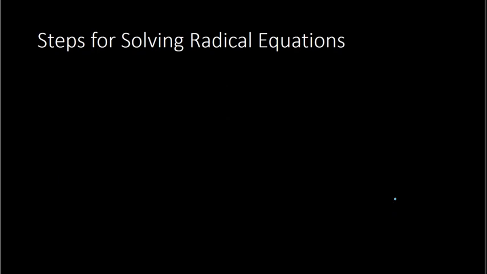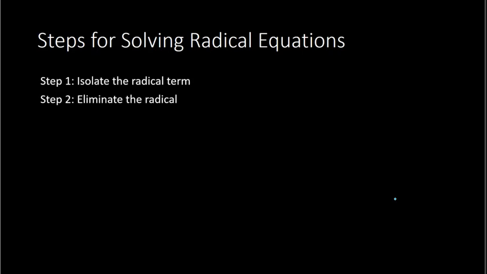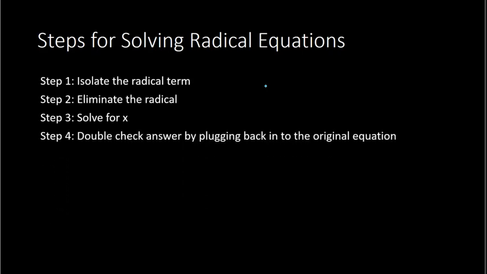So to recap everything that we have discussed in this video, when you're solving a radical equation, the first thing you want to do is isolate the radical term. So get the radical by itself on one side. Step 2 is eliminate the radical by doing the inverse. So instead of a square root, you would do the inverse, which is square both sides. So when you eliminate, make sure you square both sides. And then from there we can solve for x. So once you've solved, make sure you do double check your answer by plugging it back in to the original equation to make sure that your answer actually works.